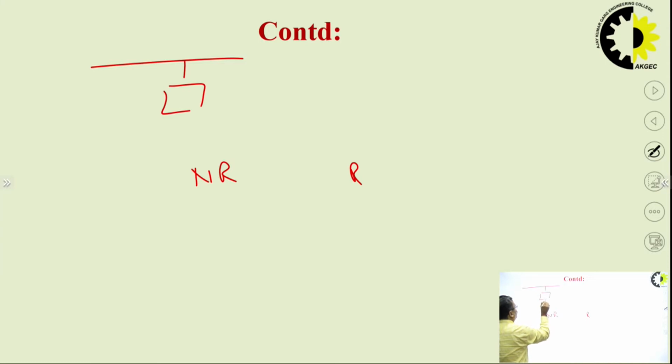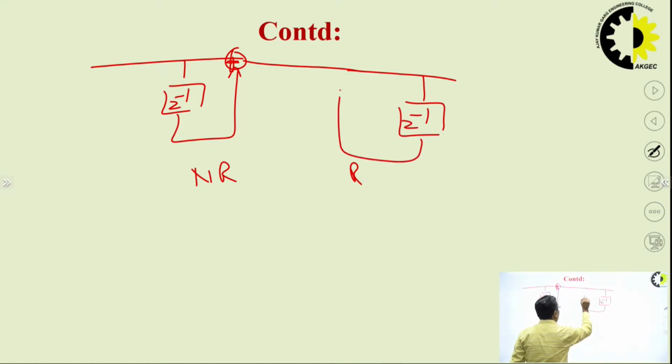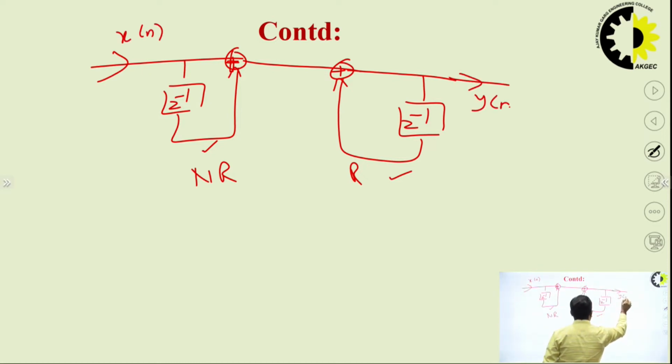So in direct form 1, what will happen? Firstly, we have to realize non-recursive, then recursive. Non-recursive means present value of input and past value of input. So the past value of input means this one. In this way, you can draw. Recursive means present value of input, past value of input, and past value of output. So in this way. This shows the non-recursive and this shows the recursive. This is your input and this will be your final output.